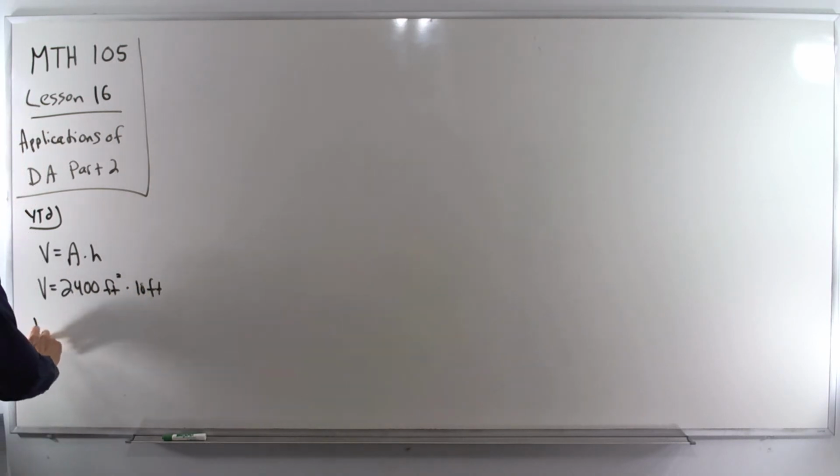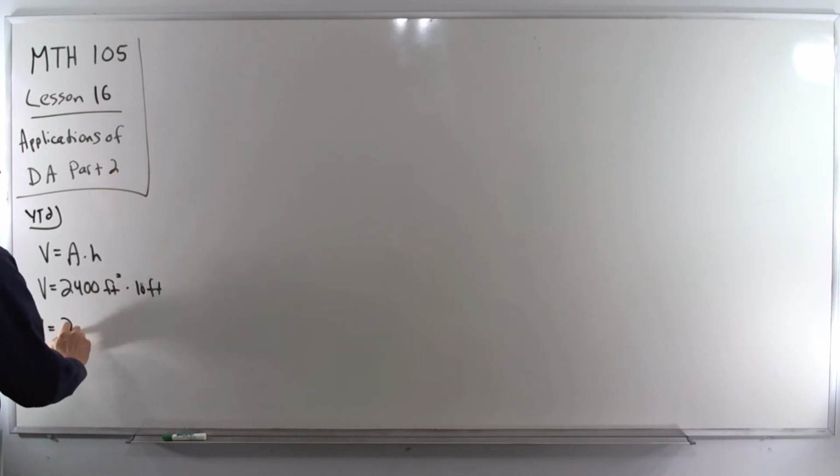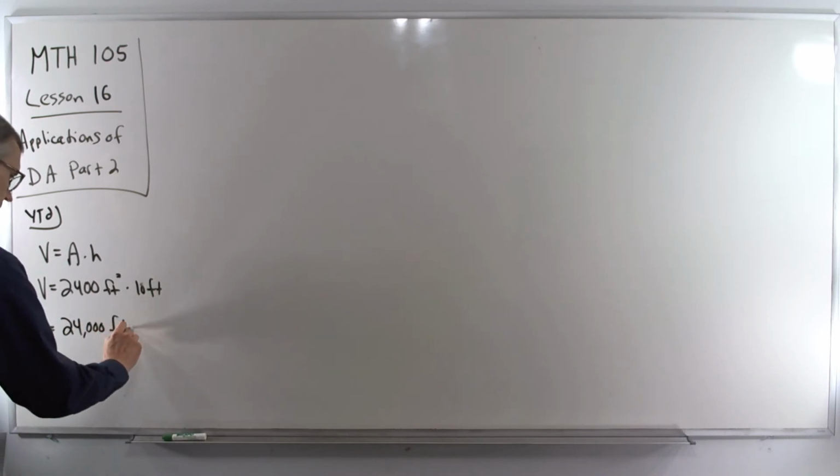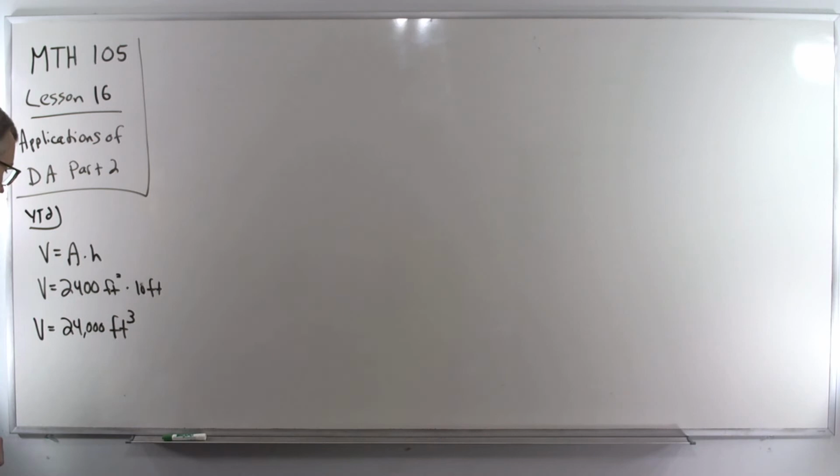So to calculate the volume, we're going to take area times height. So it's 2,400 times 10, which is 24,000. And feet squared times feet is feet to the third power. So 24,000 cubic feet is the volume of the home.